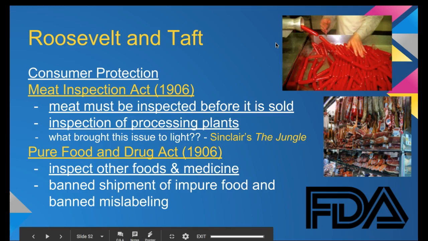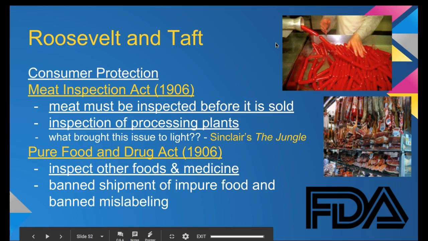Hopefully, you already know what precipitated this Meat Inspection Act, and that was the publication of The Jungle, which we heard an excerpt from, that showed the deplorable conditions that Chicago's meatpacking plants were in. The same year, the Pure Food and Drug Act is also passed. This led to the inspection of other foods and medicine to make sure that they meet safety and health regulations.